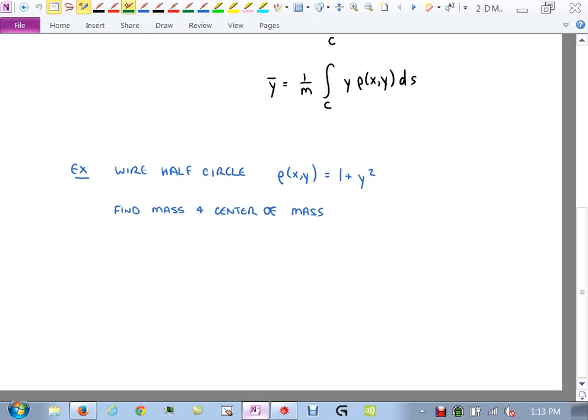So first, let me draw the wire. I should have said half unit circle. I literally made this problem up like 10 minutes before I came into class, so excuse me for the adjustment there. That's a circle. That's really bad. There's my wire, okay?